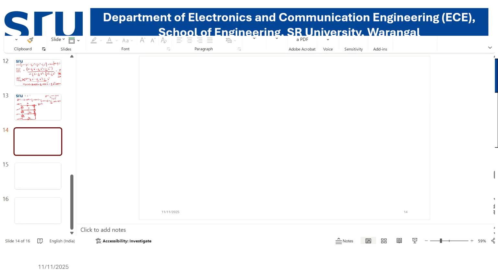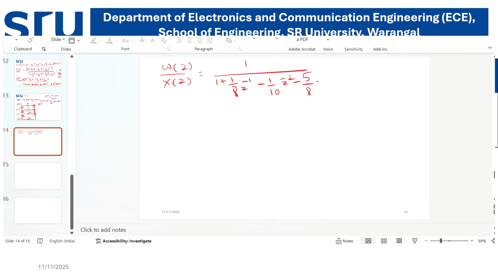Now consider w of z by x of z is equal to the denominator factor. The denominator factor is 1 by 1 plus 1 by 8 into z power minus 1 minus 1 by 10 z power minus 2 minus 5 by 8 z power minus 3 minus 1 by 10 z power minus 5. Now again cross multiply on both sides.